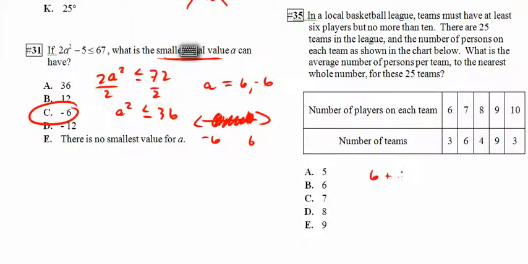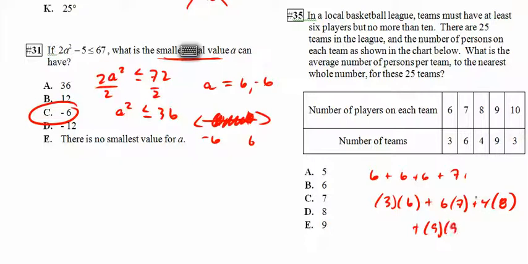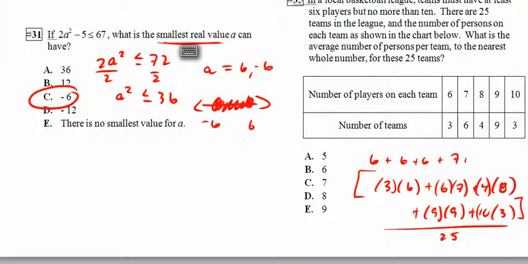So if this helps, go 6 plus 6 plus 6, which is 3 times 6, plus 6 teams have 7, that's just 6 times 7, plus 4 times 8, plus 9 times 9. Don't ask me why I'm putting some parentheses and some not. Plus 10 times 3. Add all that up. Divide by 25 teams. It'll tell you the average number of players on a team. It rounds to 8. That's a calculator problem. Make sure you know how to use your calculator.